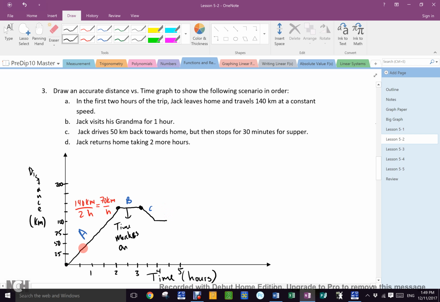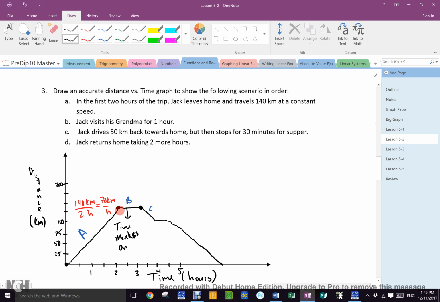So can it be the same as that? No. Why? Because he is taking more time to go less distance. So it must go down at less of a slope than that.